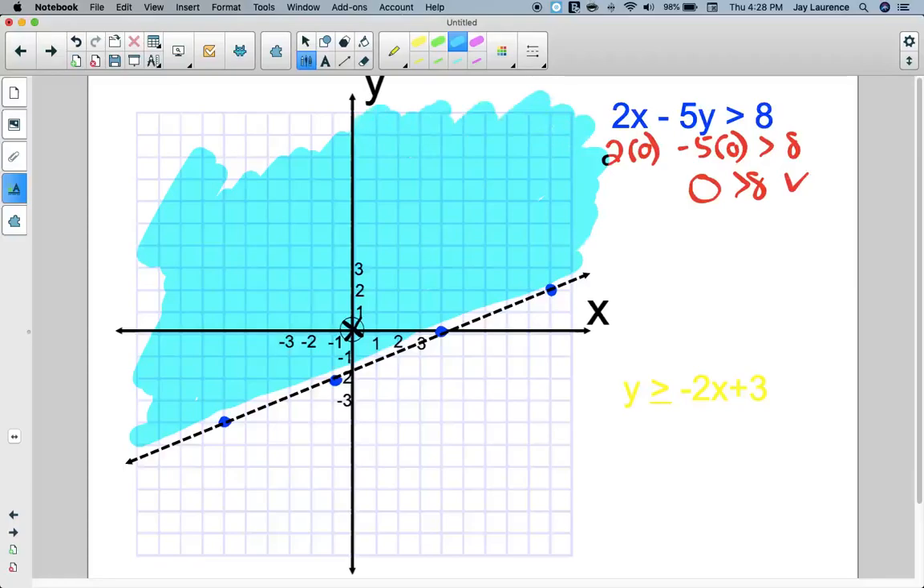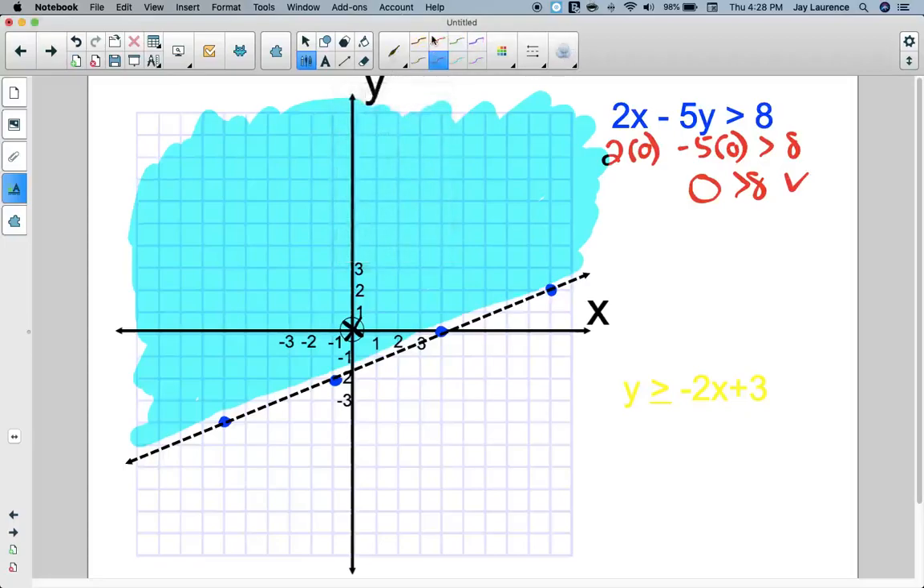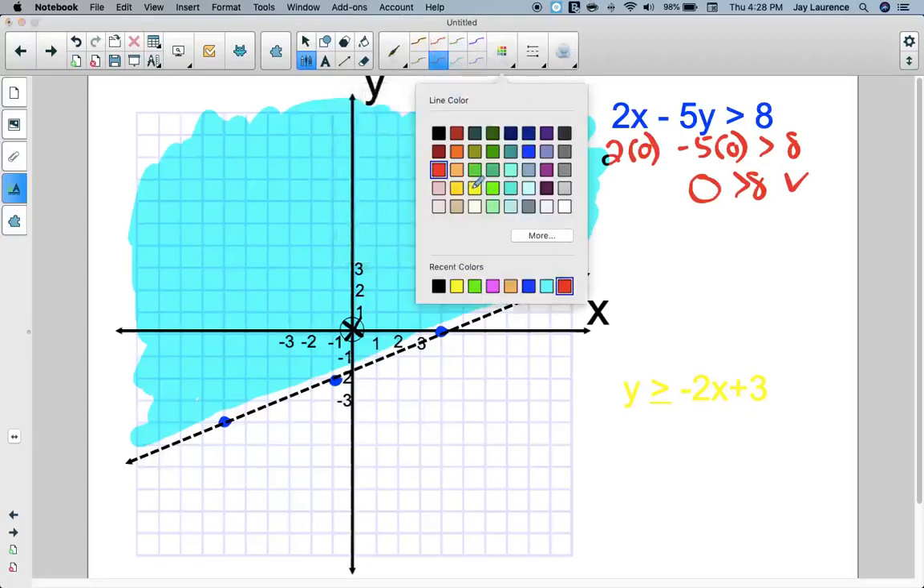Now, because it's a system, I have another line to graph. All right, that's good enough, the shading there. Okay, so now let me do the other one. Now this one, I'm not going to do as much work. It's going to be a little bit easier. Why? Because it's in slope-intercept form.